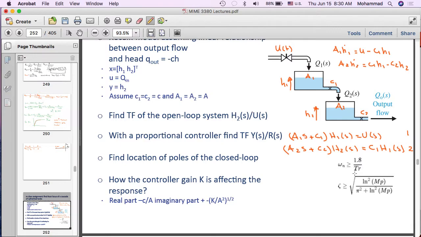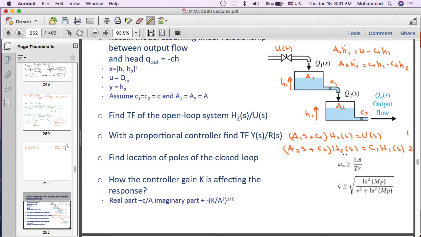Now, to write the transfer function, we need to turn each of these two differential equations into an equivalent Laplace domain algebraic equation, to get rid of the derivatives. From the first one, we get (A1 s plus C1) times H1(s) is equal to U(s). From the second equation, we get (A2 s plus C2) times H2(s) is equal to C1 H1(s). So in the first equation, we have a relationship between H1 as output and U as input. In the second, H1 is the input and H2 is the output.